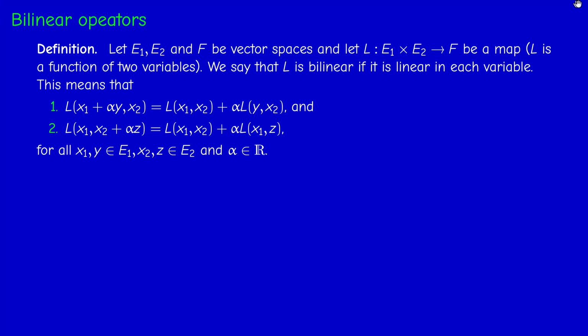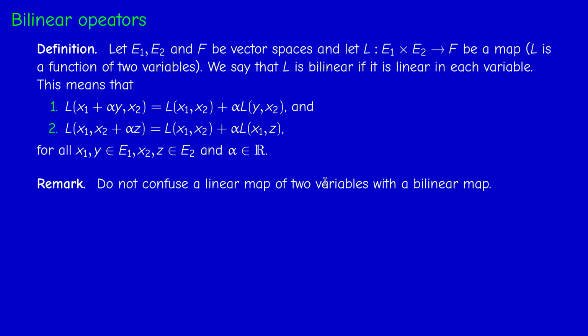This means if we fix x2 and we let the first variable vary, the image of a linear combination is a linear combination of the images, provided we fix the second variable. And if we fix the first variable, we get a linear function in the second variable. But do not confuse a linear map of two variables with a bilinear map. A bilinear map is not a linear map in the couple.